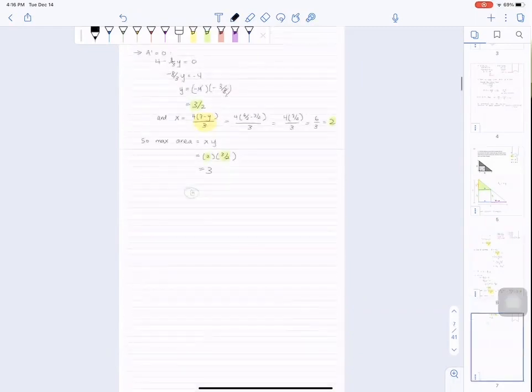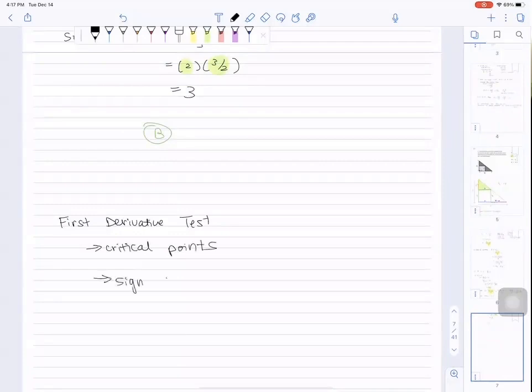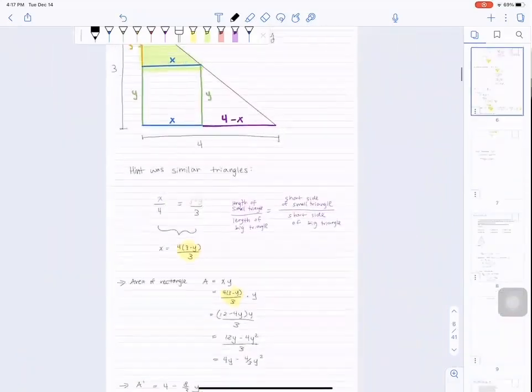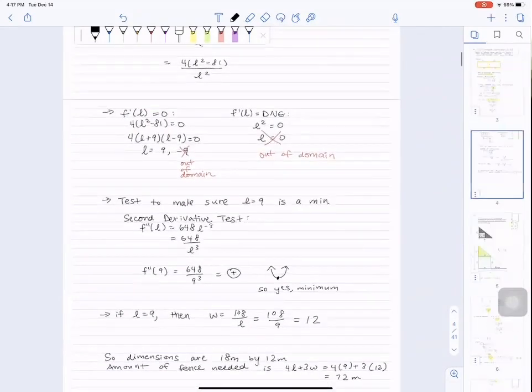Yeah, so for the first derivative test, what you do is find the critical points. Then you make a sign chart. I'll just do it for our example. For this one, back here, we used the second derivative test, but instead we could have used the first derivative test. We found our critical point was L equals 9. Then what you do is make a sign chart.